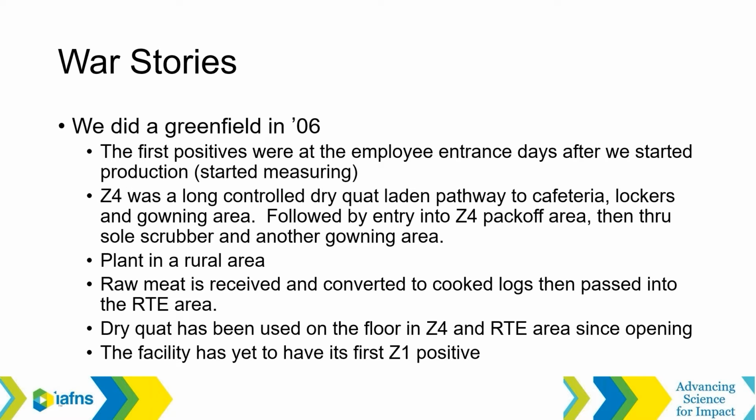So this plant was in a rural area. Raw meat is received and converted to cooked logs, then passed into the RTE area. Dry quat has been used on the floor in the RTE area since opening. The facility has yet to have its first Zone 1 positive. And the Zone 3s, we can count on the fingers of both hands. Next slide.